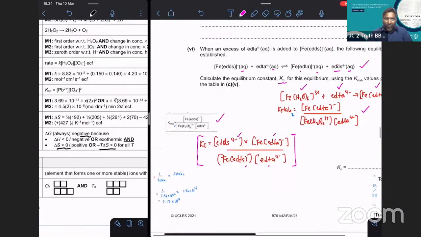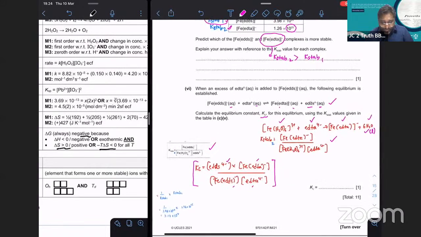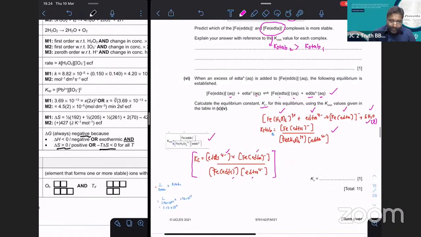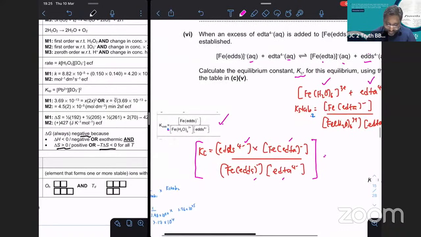Now, I remember just now I put it as K step 1 and K step 2. Now, I'm going to use these 2 equations to derive that. When I see that, I see the EDDS 4 minus is on the top, and EDDS 4 minus is at the bottom.